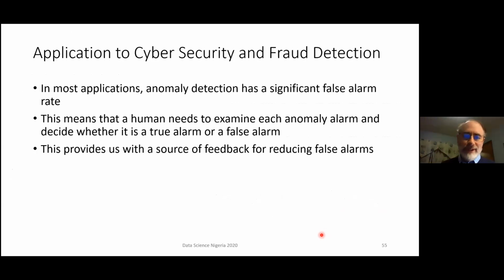So, as I have mentioned, in most applications, anomaly detection has a significant false alarm rate. And this means that in general, you need a human in the loop. When you get an anomaly alarm, the human needs to examine that alarm and decide whether it's a true alarm or a false alarm. But given that you're going to have the human in the loop, we should be able to exploit that, because now we're getting a source of feedback. We're getting labels on our alarms.